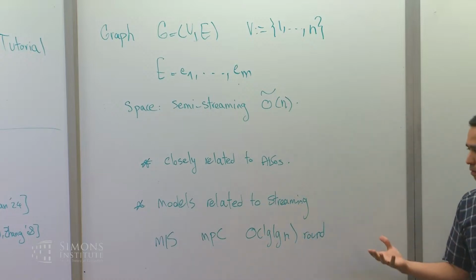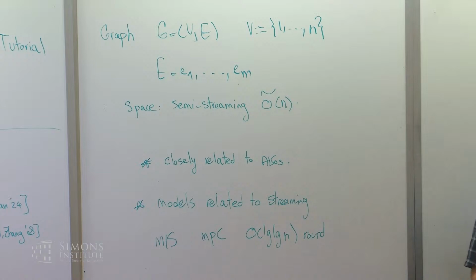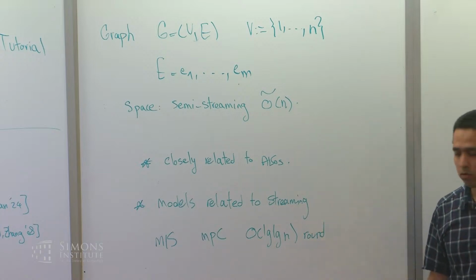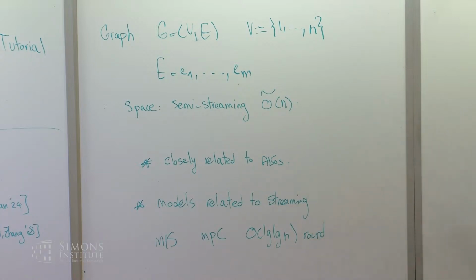Now, I can ask this question: in the MPC model, can I prove an omega log n round lower bound? If you were here yesterday, as Arthur was saying, or you have heard of it, it's as hard as proving some circuit lower bounds. We have no idea how to prove that. Okay. So in MPC, we cannot prove the lower bound.